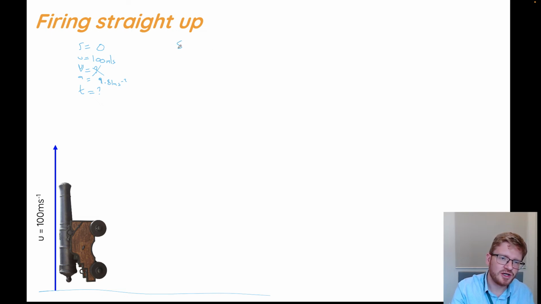What equation am I going to use then? Well, our old favourite, s equals ut plus a half at squared. When I do that, I can then plug in my numbers, so I can say 0 is equal to 100t plus a half times 9.81t squared. Now I can simplify that a little bit. I can say if I just move the t squared first, so that half of 9.81 is 4.905 t squared plus 100t, that's equal to 0.